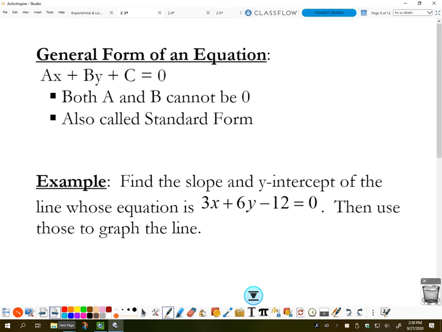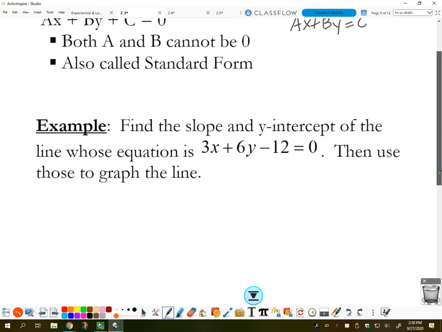Alright, so in every other math book that you've ever had, they taught you standard form, which looks like this. And in this book we call it general form because we have it equal to 0. Standard form always had the rule that A had to be positive. General form doesn't have that rule. So the only rule is that you can't have A and B both be 0, because if so, there would be nothing there.